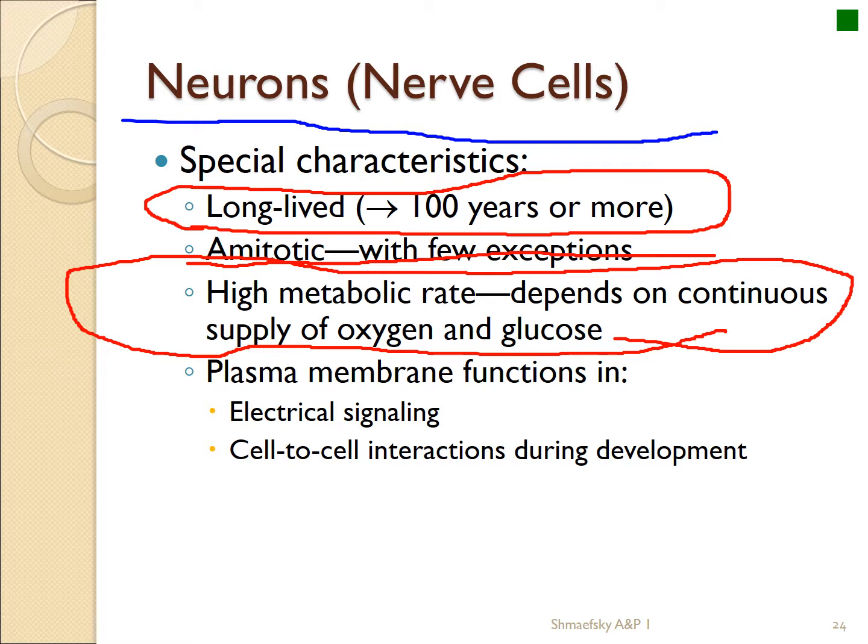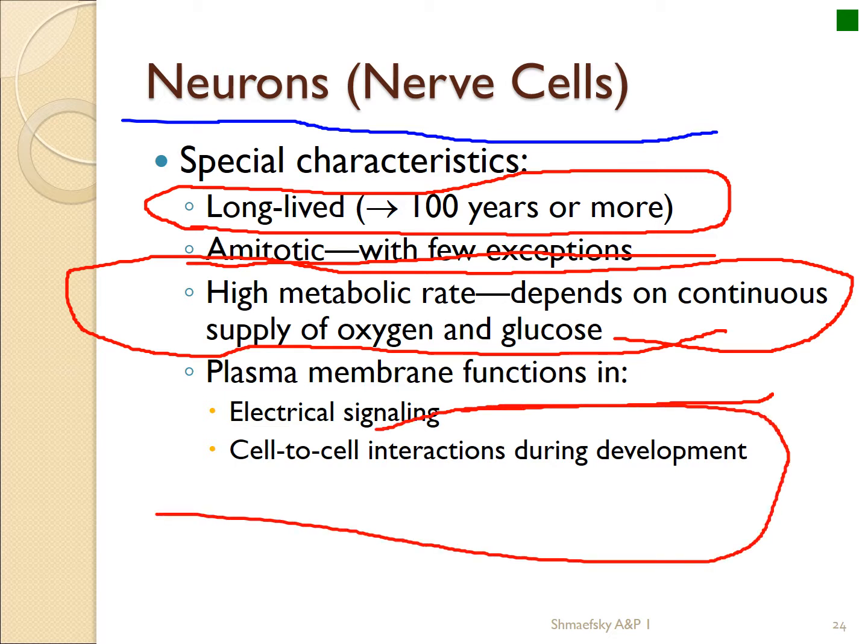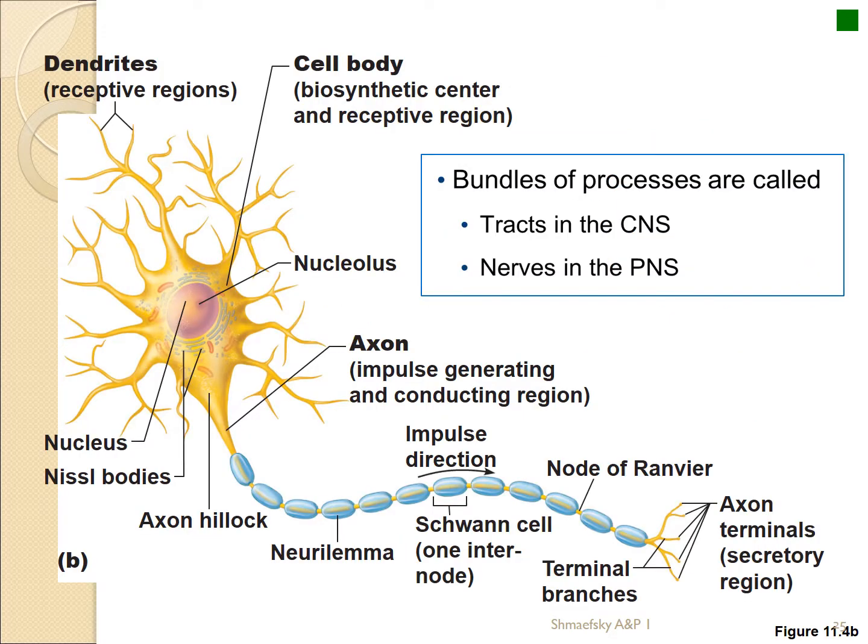They have a plasma membrane that has an electrical charge to it. We're going to see the cell promotes an electrical charge in this membrane, and we'll learn about that in the next lecture when we look at nerve cell physiology. And neurons are very much involved in what we call cell-to-cell interactions through neurotransmitters and through direct electrical signaling.